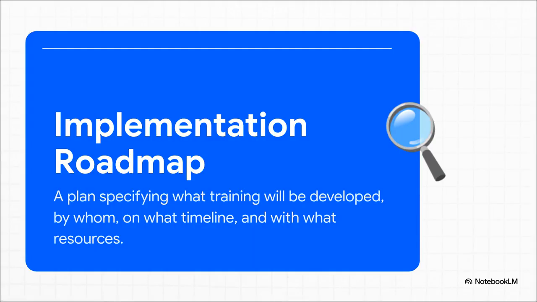So, what's our main tool for this next part of the journey? It's the implementation roadmap. Seriously, think of it as the blueprint for your entire training program. It answers all the big questions. What are we actually building? In what order? Who's responsible for it? How long is it going to take? And what do we need to get it done? This is the document that takes all that fuzzy ambiguity and turns it into a crystal clear plan.